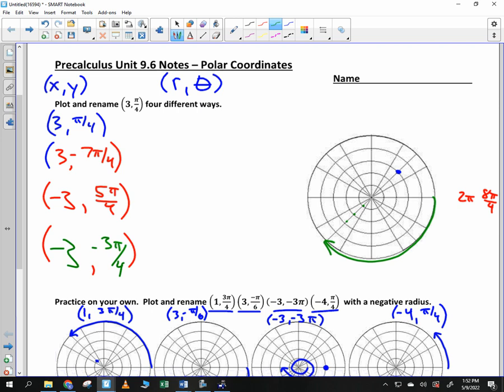So you can see that for each coordinate, there's many ways of representing it. And then you can obviously travel more than once around the circle as well. So there's an infinite number of ways of expressing that exact same point.